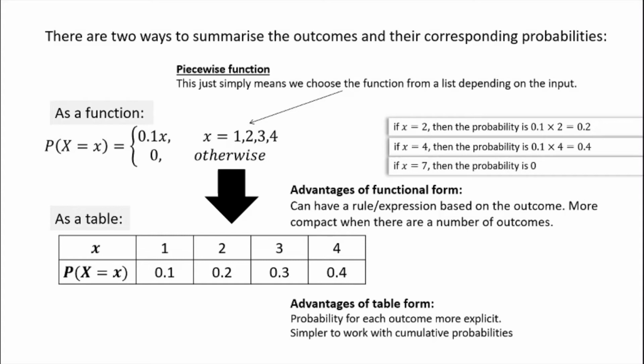The advantage of the table, assuming that it's not trying to cater for a huge amount of outcomes, is that we can very quickly see the corresponding probabilities to each of the outcomes. And it's a little bit easier to work with for further work that we do around a discrete random variable.